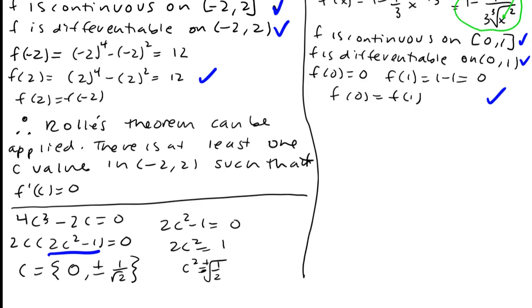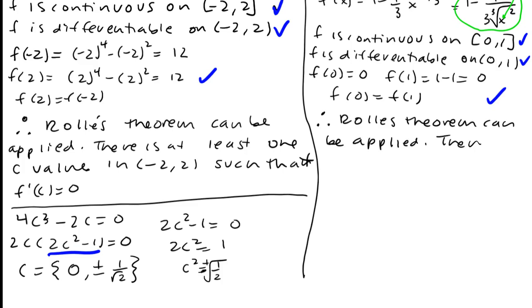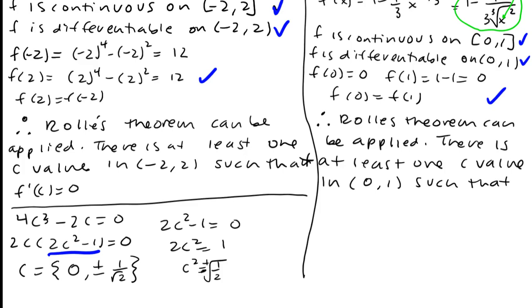What's the conclusion now? All we did was prove we can use Rolle's. Then we're going to write exactly, well, similar to what we wrote on the left. Therefore, Rolle's theorem can be applied. Again, try to memorize this. What does that mean? That means that there is at least one c value in, what's our domain? 0 to 1, such that, what's the big deal with Rolle's? It's that the derivative is equal to 0.